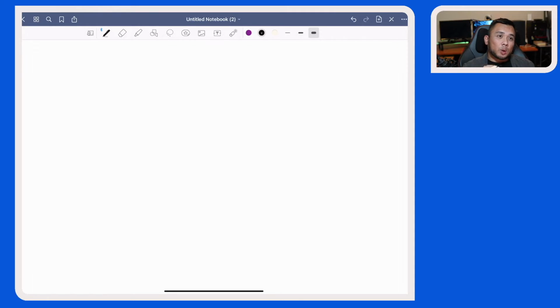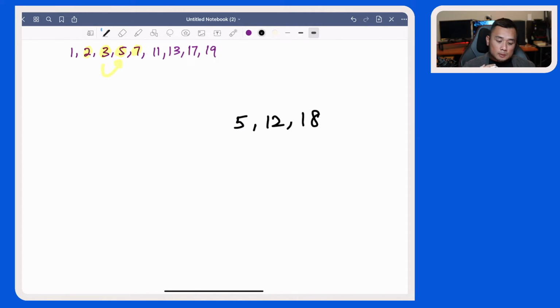Now the step to working out the lowest common multiple for 3, 4, or even 5 numbers will be the same. In this example, I'll show you how we can work out the lowest common multiple for 3 numbers. So now I have 3 numbers, 5, 12, and 18, and I would like to work out the lowest common multiple for all these 3 numbers. So let's list the numbers side by side and then draw a vertical line with a horizontal line.